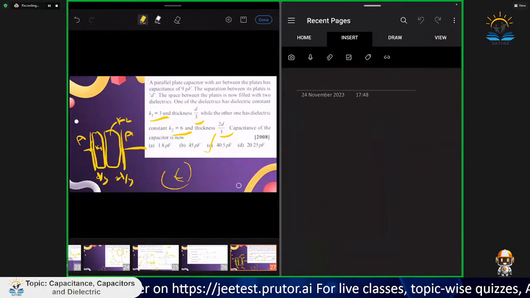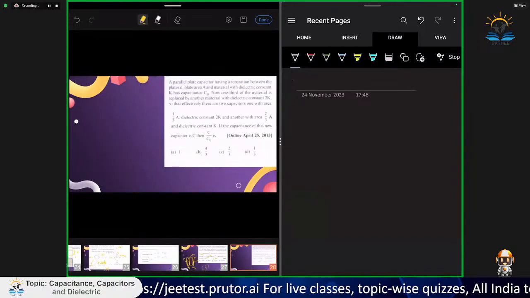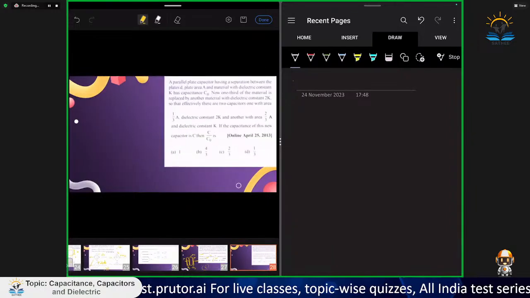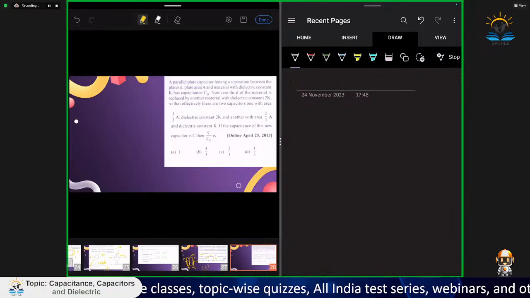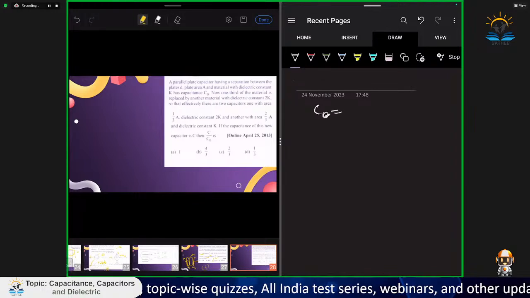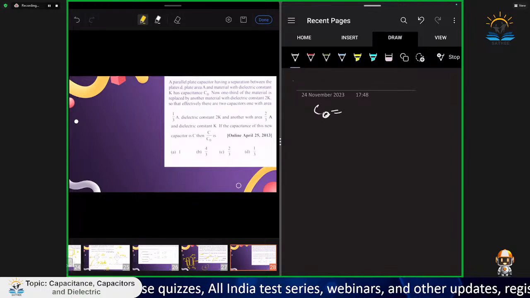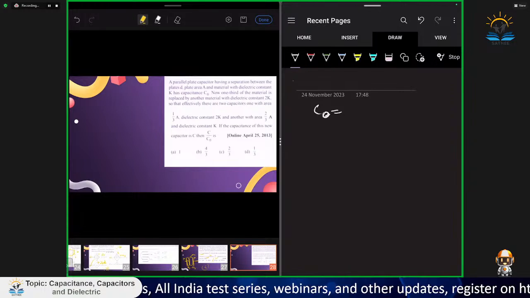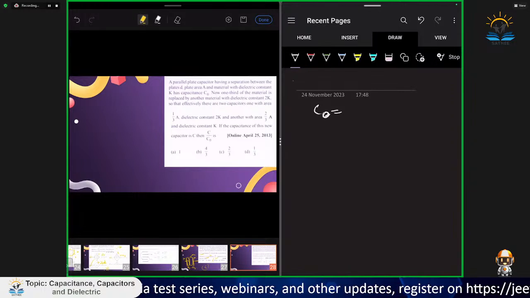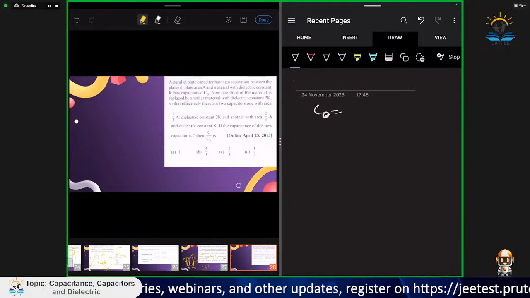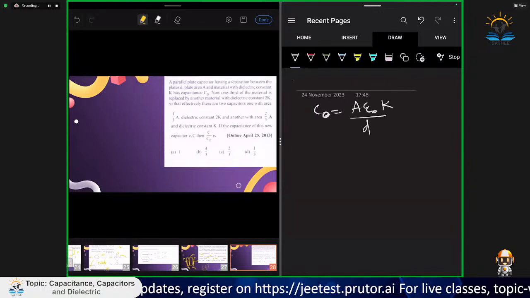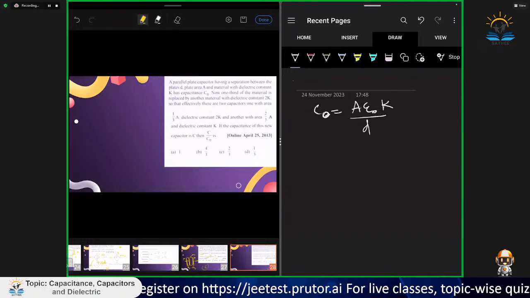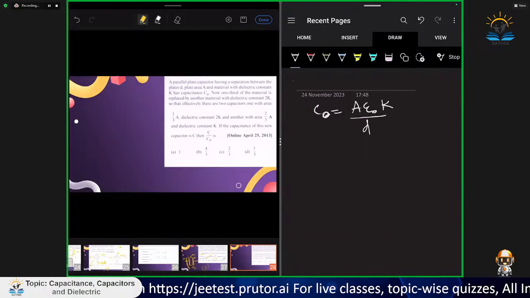Okay, let's get into the next question. A parallel plate capacitor having separation between the plates D, plate area A, and the material with the dielectric constant K has a capacitance C0. So initial condition C0 is A epsilon K upon D. Now, one third of the material is replaced by another material with the dielectric constant 2K.